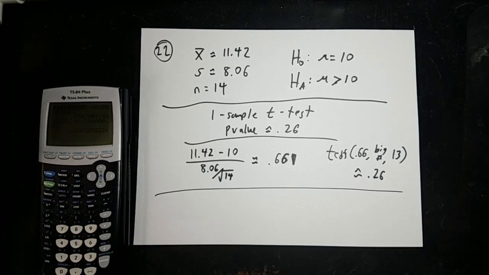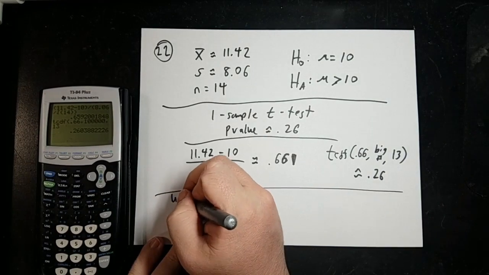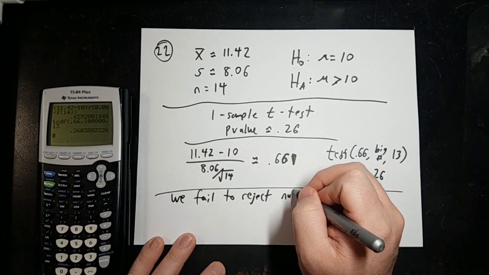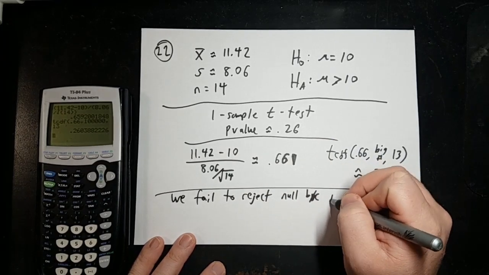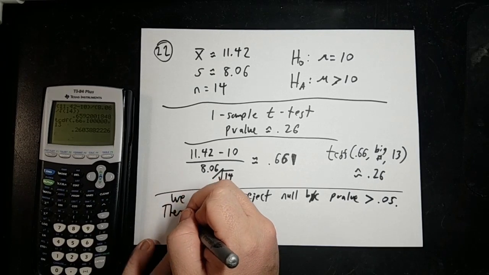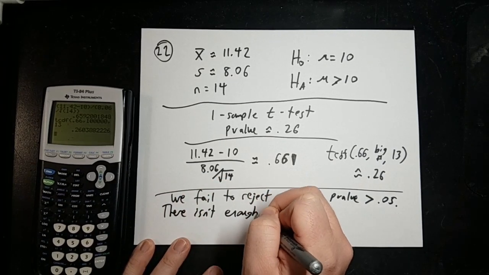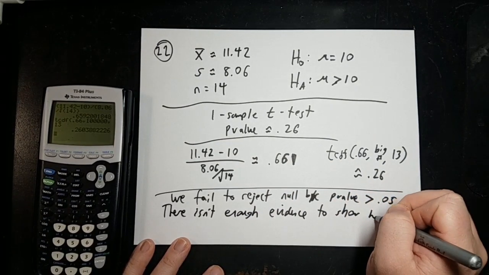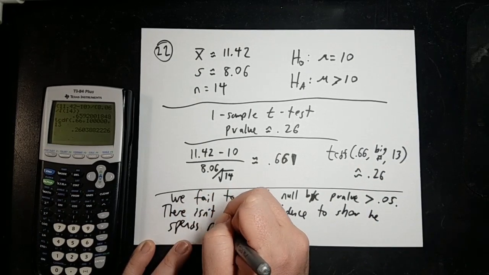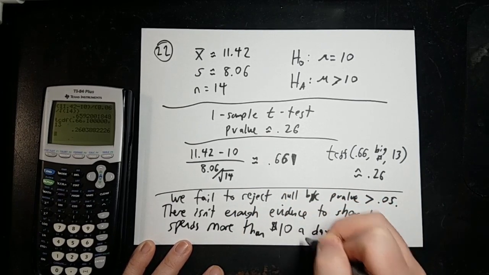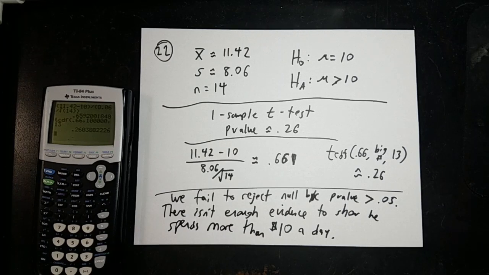Now, for this problem, because the p-value is so large, we fail to reject the null because the p-value is greater than 0.05. There's not enough evidence to show he spends more than $10 a day. There's not enough evidence. That's how you do number 22.